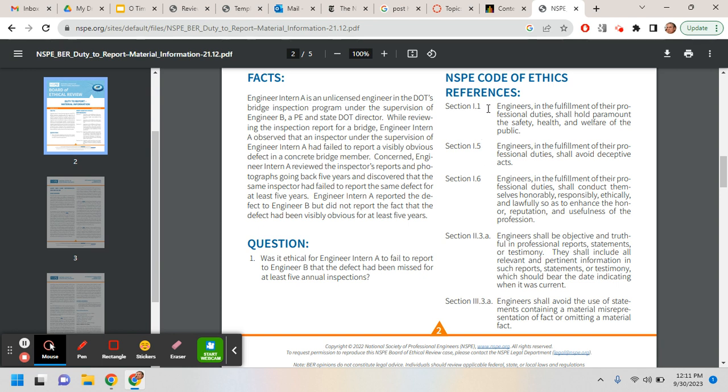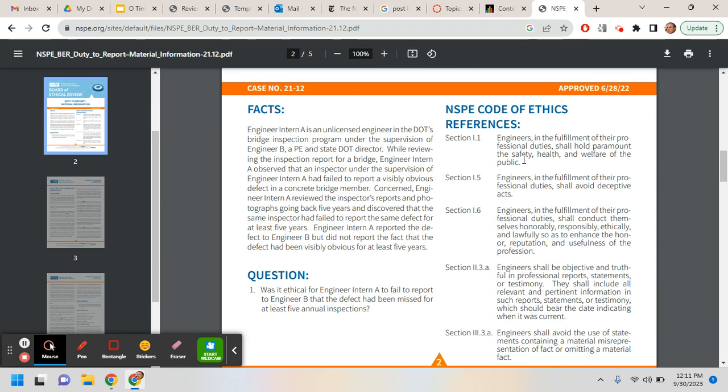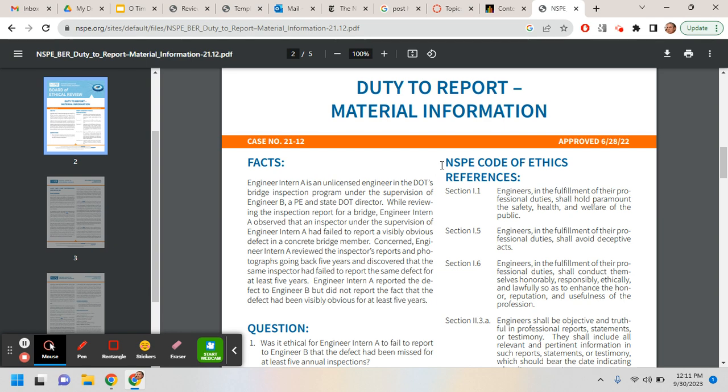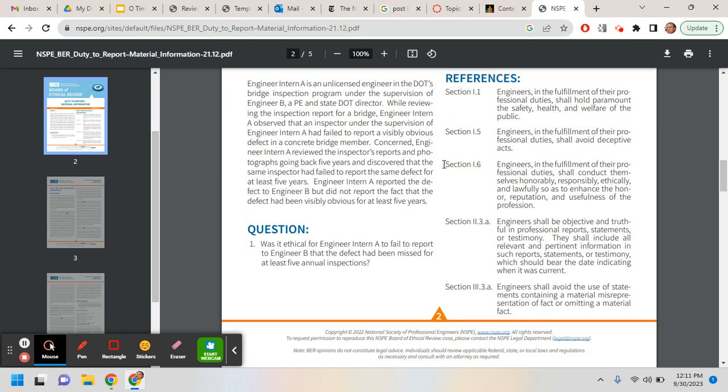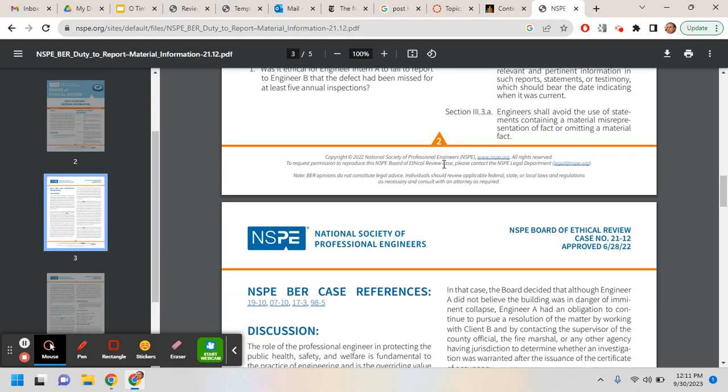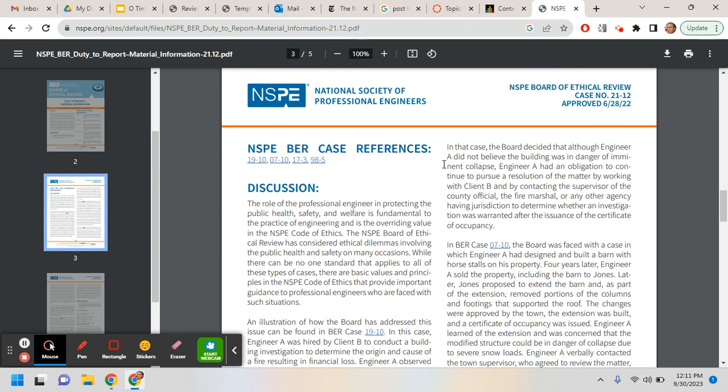This is the idea that if there is some sort of ethical question, that is, a question about whether an engineer acted ethically, the guidance in determining that should be found in the code. And here are the sections of the code that the BER is using for guidance. But of course, those sections of the code need to be interpreted, and they need to be applied to the facts to decide the question.